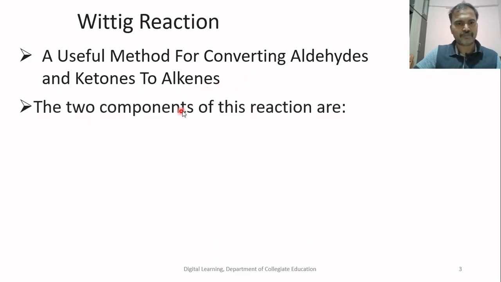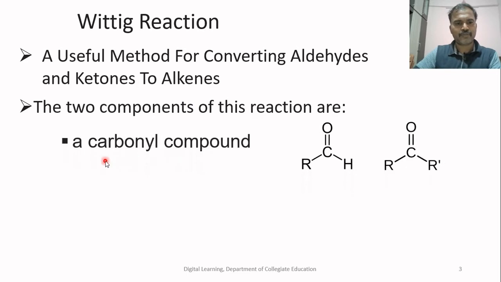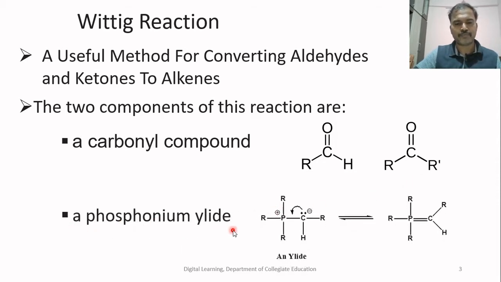The Wittig reaction involves two components. One is a carbonyl compound, which includes either an aldehyde or a ketone, and the other one is a phosphonium ylide, which is also called the Wittig reagent. It is a species with opposite charges on adjacent atoms, both of them having a complete octet. So here, the carbon atom of the phosphonium ylide behaves in many ways as a carbanion, and it can readily act as a nucleophile. The resonance hybrid of an ylide can be represented like this.